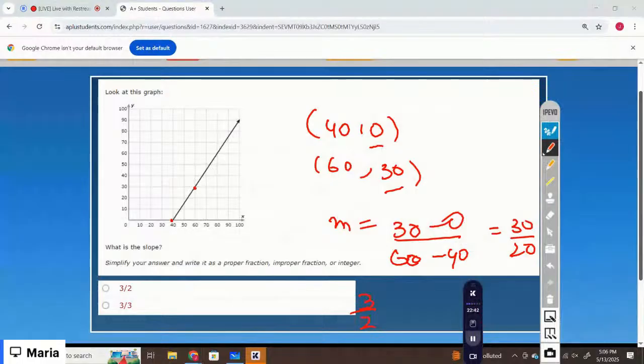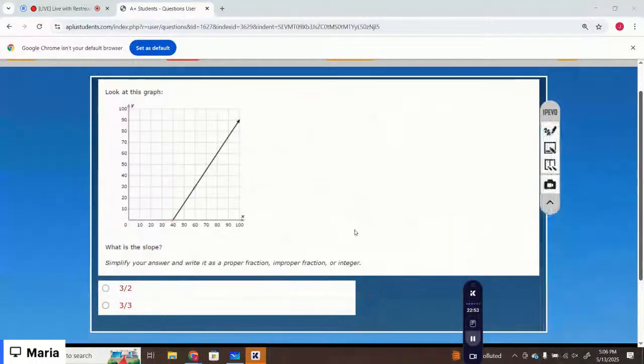That is 3 by 2. Option number 1 is the correct option.